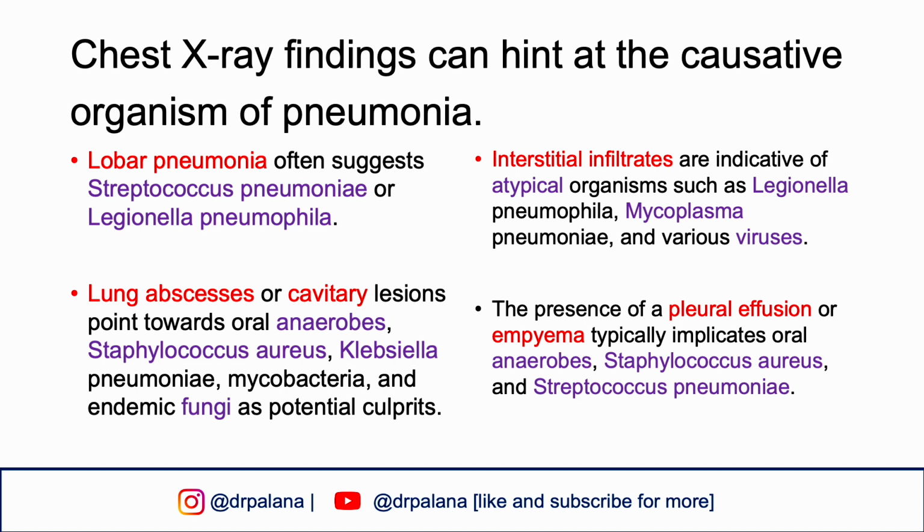Lobar pneumonia often suggests Strep pneumoniae or Legionella. Lung abscesses or cavitary lesions point towards oral anaerobes, Staph aureus, Klebsiella, Mycobacteria, or some endemic fungi.